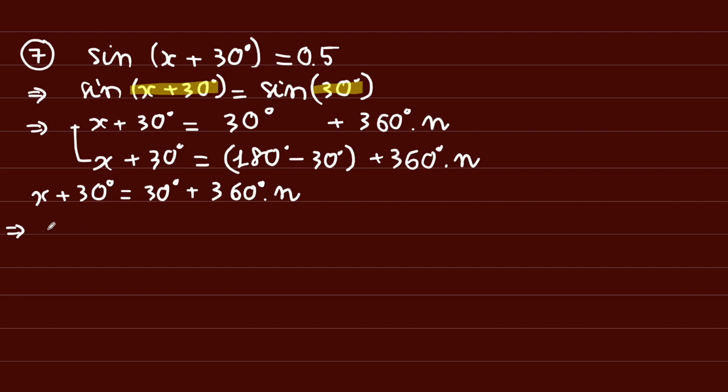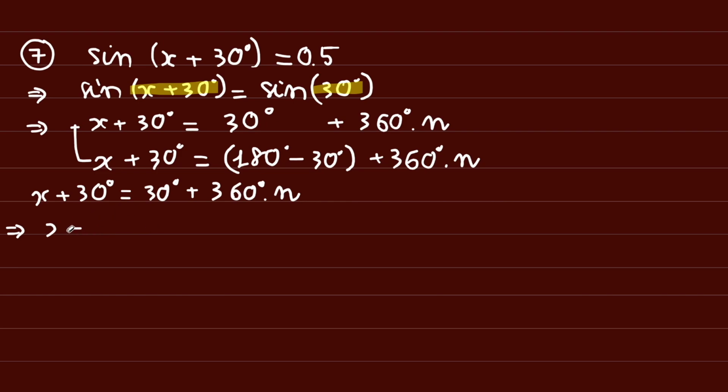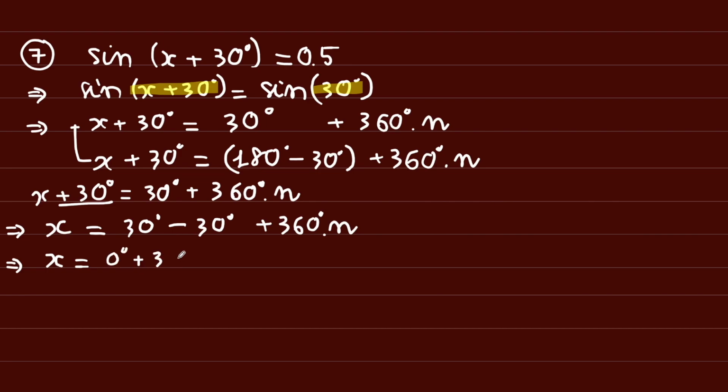And to simplify, I will apply... oh, sorry, I need to convert. I will use the transposing method, plus 30 degree from left to right, that becomes minus 30 degree in here, and keep the 360 degree multiply n unchanged. So after simplifying this expression, you got 0 degree plus 360 degree multiply n.